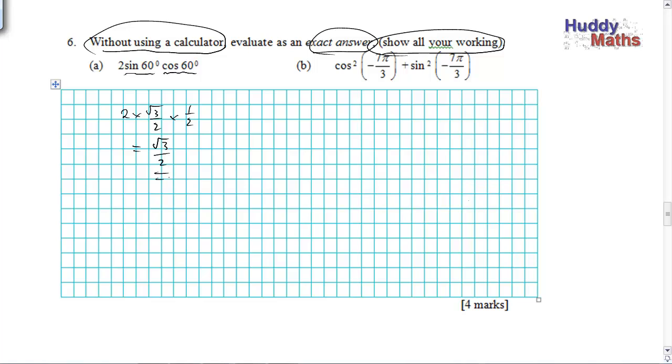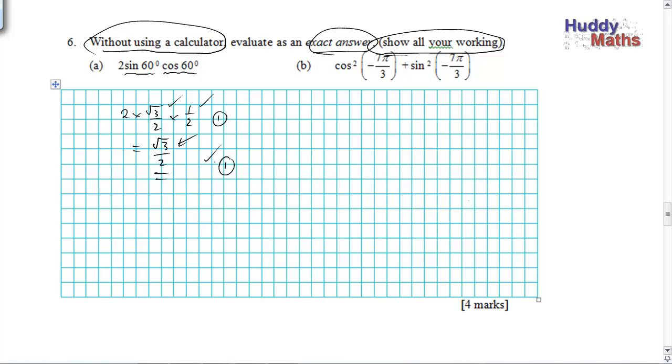Decimal equivalents won't do because it said exact answer. There's only one exact form for the irrational number root 3, and it isn't 1.732 etc. It's got to be root 3, okay? So that's 2 marks. First of all, correct substitution, 1 mark, and 1 mark for the answer.